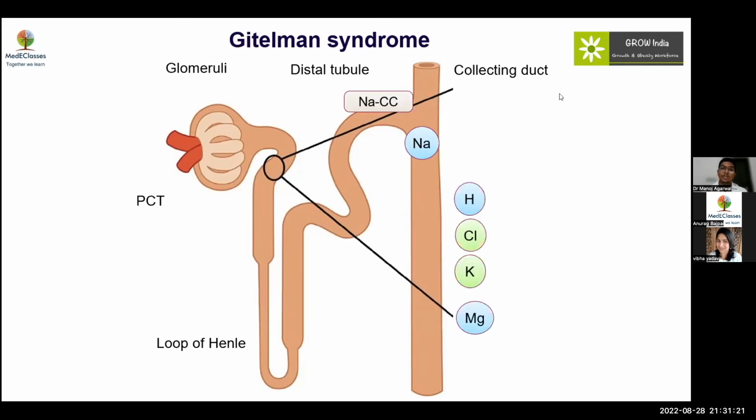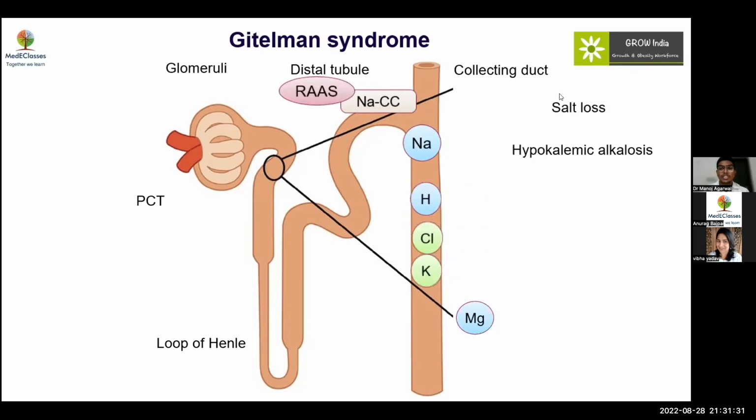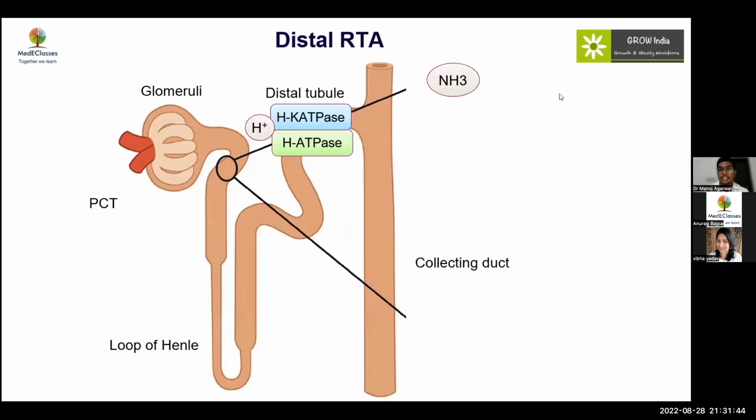Gitelman syndrome is similar to thiazide use. So it is less prone to hypovolemia, and it can cause less severe hypokalemia than Bartter syndrome. But mainly it presents with magnesium loss. So it is a similar condition, with hypokalemic alkalosis, low magnesium, and there will be high excretion of urinary magnesium. So it is a similar condition like thiazide excess.